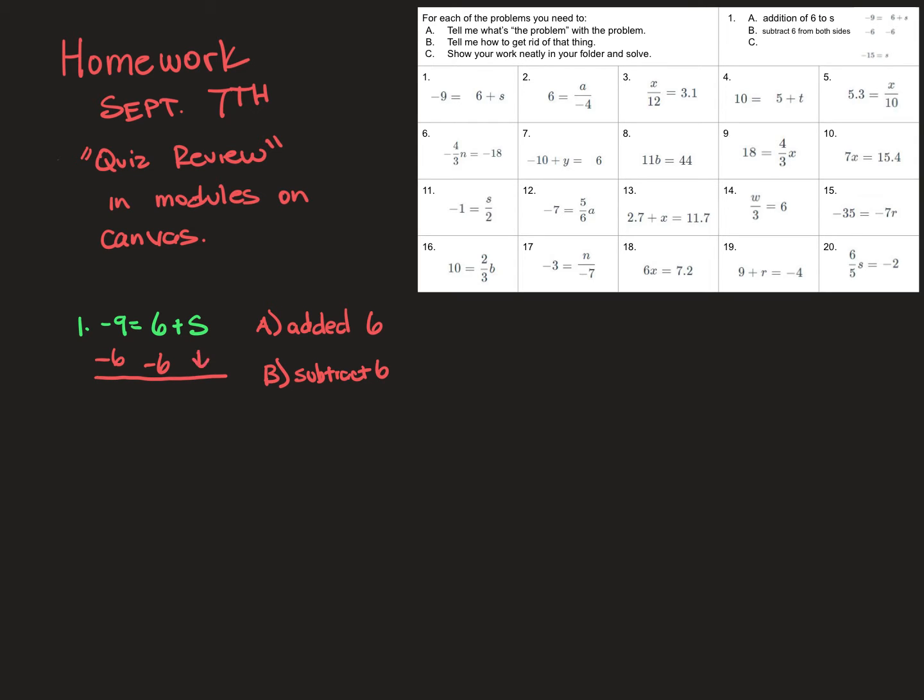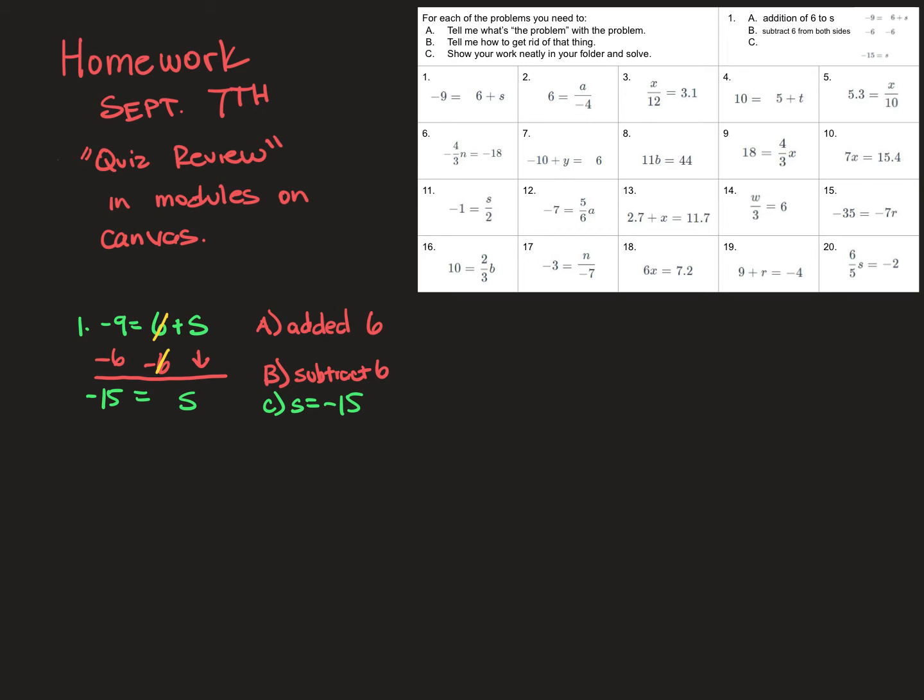And which leaves our s now by itself, which is what we wanted to do. The 6's, plus 6 and minus 6, cancel out. And we have -9 minus 6, which means they're all on the negative team. Then now there's 15 people on the negative team, -15, and C is s equals -15. So there's our A, B, and C for number 1. And that's an addition problem.